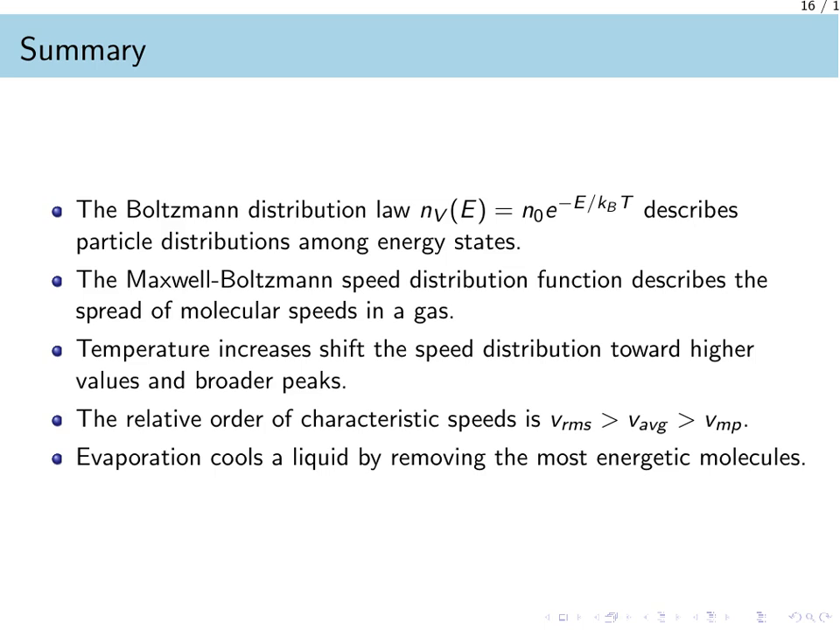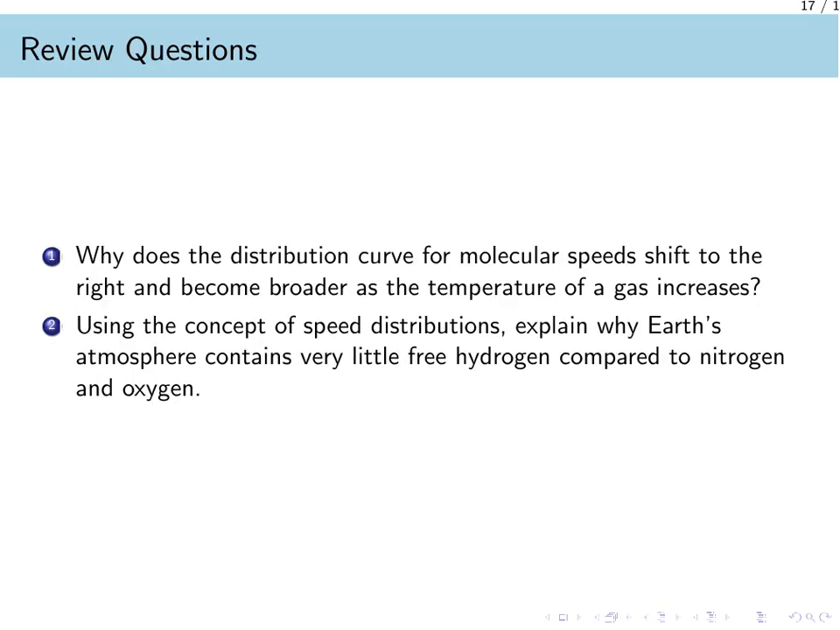In summary, the Boltzmann distribution law describes how particles are distributed among different energy states based on temperature. The Maxwell-Boltzmann speed distribution function specifically describes the spread of speeds in a gas. We have seen that increasing the temperature shifts the distribution toward higher speeds and creates a broader peak. We also established that the root mean square speed is greater than the average speed, which is greater than the most probable speed. Finally, we learned that evaporation cools a liquid by selectively removing the most energetic molecules from the system.